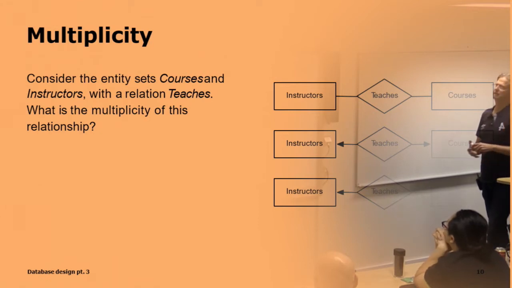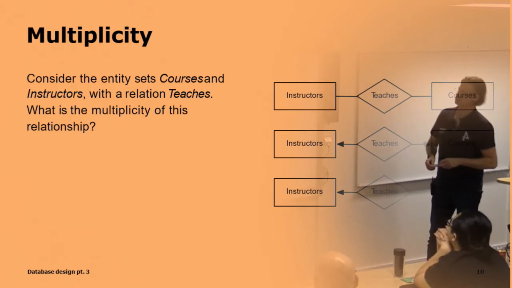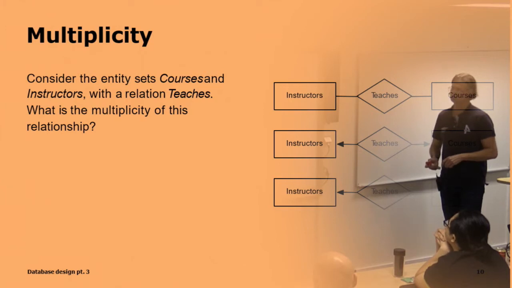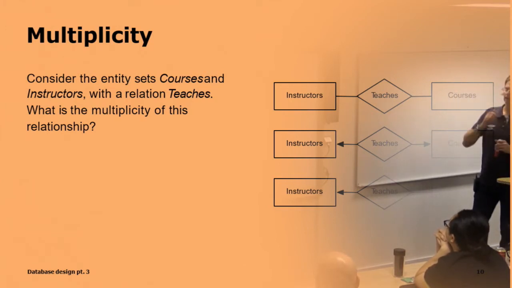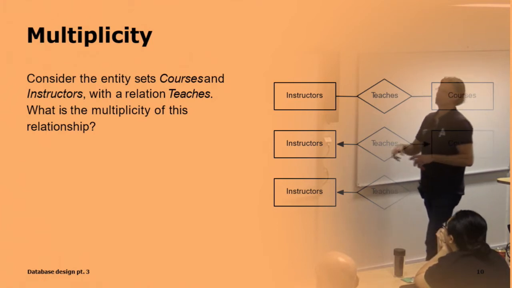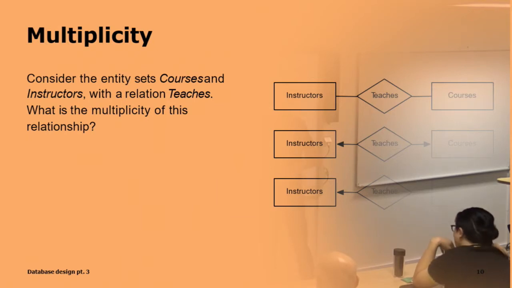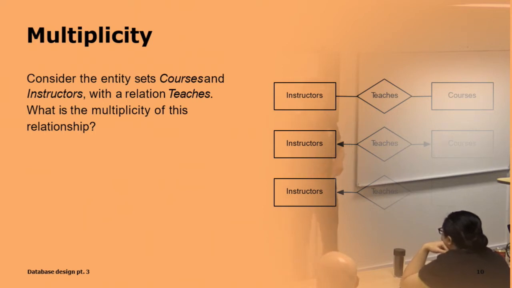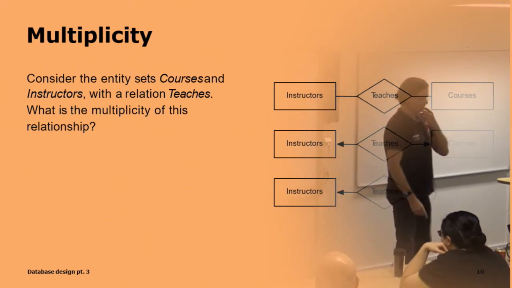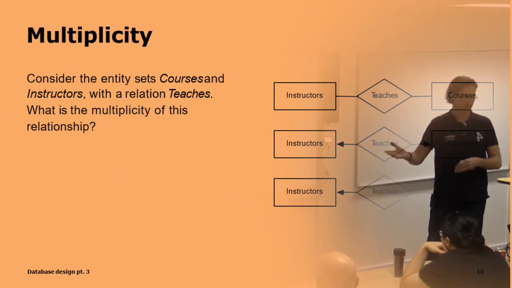So that multiplicity. If you have these three minor models, and we start with the top one, how should we read that one? If we start from the left and move over to the right, then we have that one instructor teaches at many courses, and one course may be taught by many instructors, which might be right or wrong, I don't know.